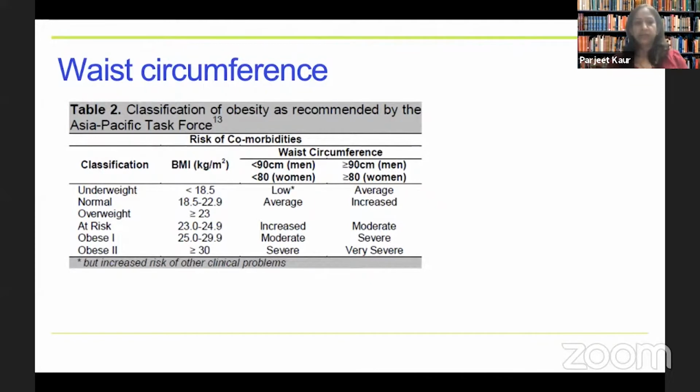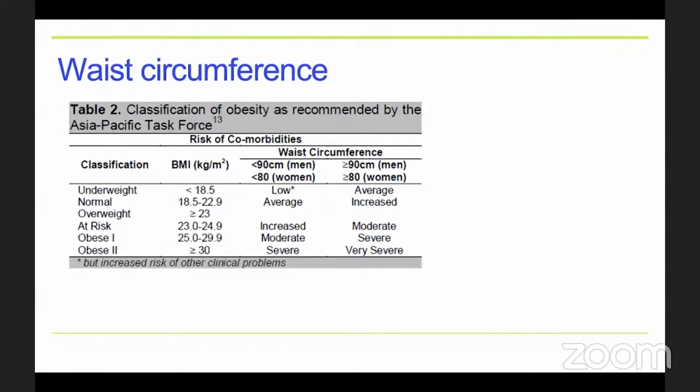And we have now Asia specific guidelines which have specific cutoffs for the Asian Indians as well. And here, as we can see, even if we combine it with the BMI, even with the normal BMI or the slightly increased BMI, if the waist circumference is normal, that is not much. As soon as the waist circumference is getting increased, the risk of cardiovascular disease is getting increased.